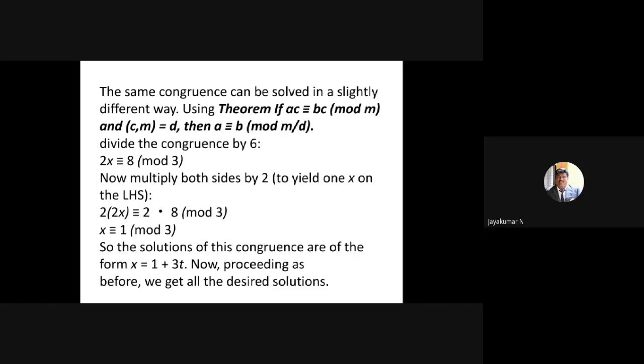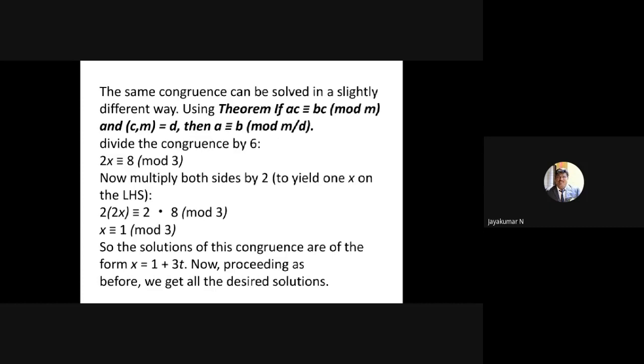In the left hand side of the congruence, 4 is congruent to 1 under mod 3. So the coefficient of x will be 1. The right hand side, 2 into 8 is 16. Now 16 is congruent to 1 under mod 3, since 5 threes are 15 and the remainder is 1. So 4x congruent to 16 mod 3 is reduced to x congruent to 1 mod 3.